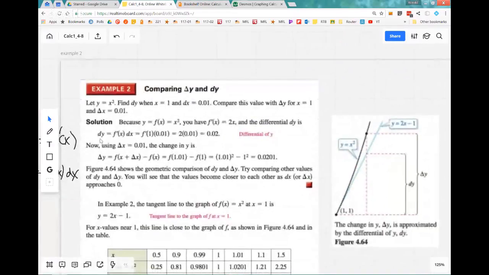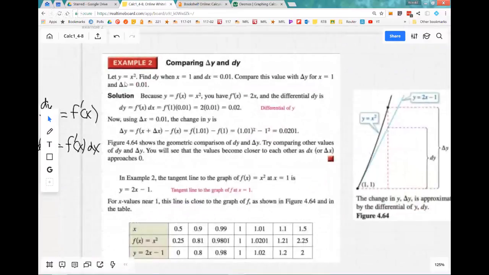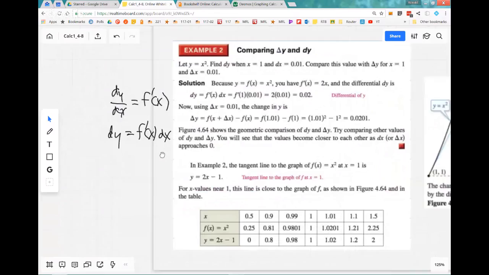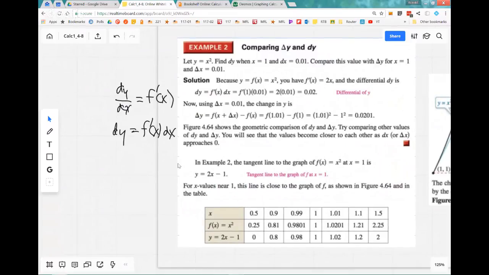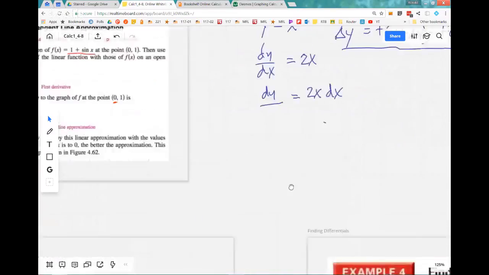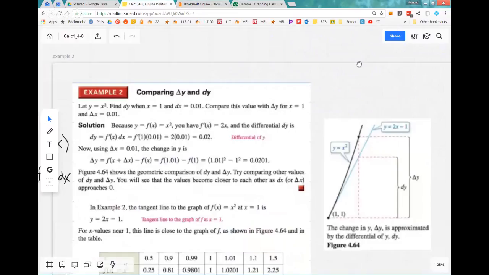Okay, so this time, again, we're taking the function x squared. And this time they tell you, find dy when x is 1 and dx is 0.01. Compare this with delta y. All right, so dy, remember we did dy. dy is 2x dx. Remember that? 2x dx that we did right here. 2x dx. All right.